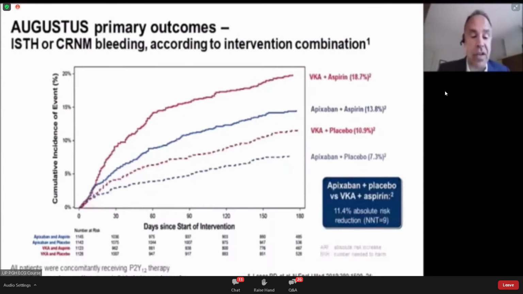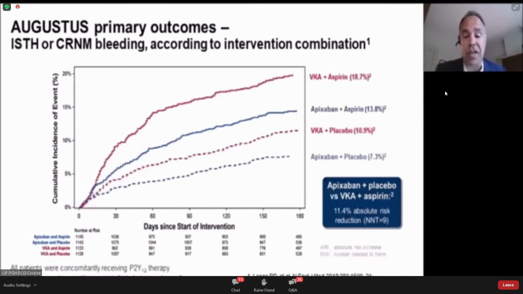And the AUGUSTUS trial did a 2x2 factorial, the only trial to do this, which made a comparison not only between vitamin K antagonism and apixaban in this setting, but also in a randomized fashion compared aspirin to aspirin placebo. And it's important to note that, of course, this was on a backdrop of P2Y12 receptor inhibitor therapy, mainly clopidogrel, although the choice was left to the discretion of the treating physicians.